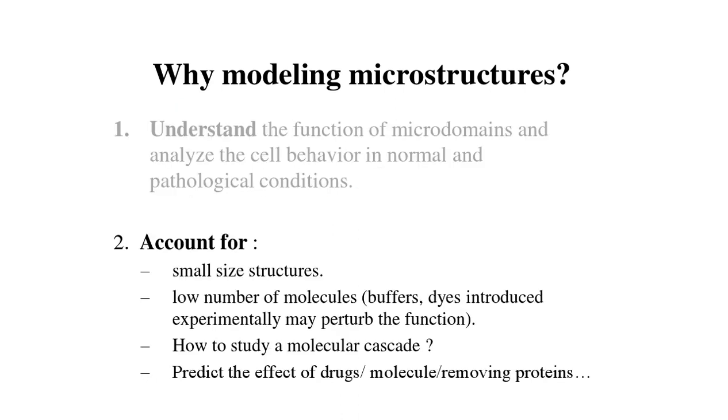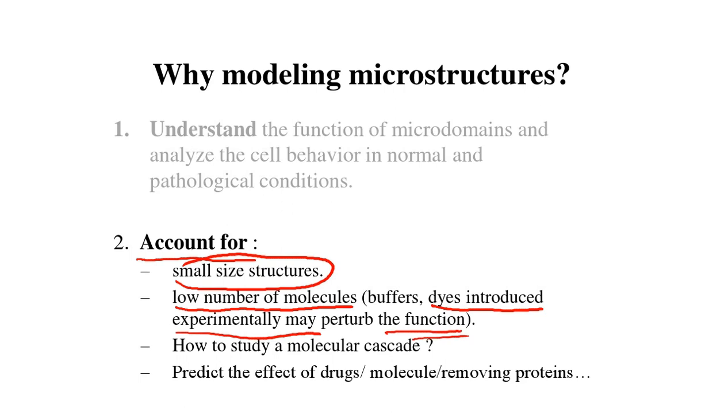We would like to account for this in our approach: the small size of the structure, the fact that it has a low number of molecules, and this low number of molecules is such that if you introduce external dyes to visualize them, you can perturb the whole cascade of chemical reactions. Thus, modeling here has a very interesting role. So we would like to use this to study how a molecular cascade is really constrained by the geometry. This can lead us to predict the effect of adding drugs or removing specific molecules.